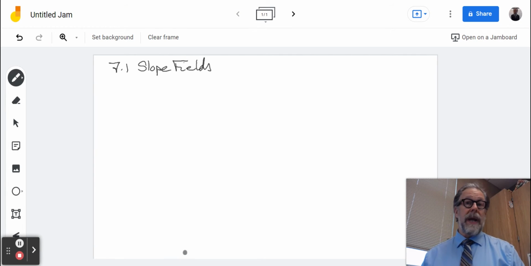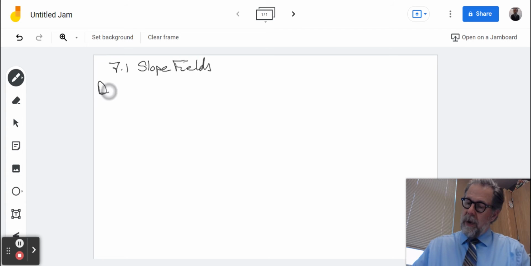Right, welcome to Chapter 7. Chapter 7 is about differential equations and mathematical modeling. We're going to start by defining differential equations and talking a little bit about them, and then we're going to work into something called slope fields, and we'll get into what that is. But just so you know where we're going, let's start with a quick definition.